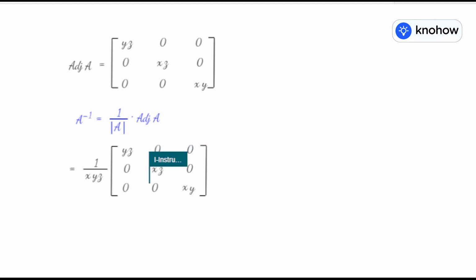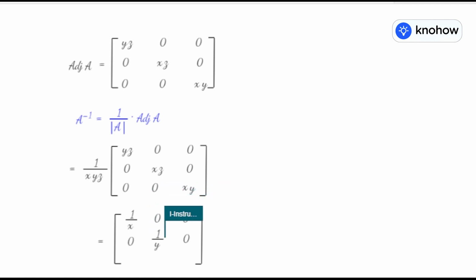So now dividing each element of the matrix by xyz, you get 1 by x 0 0, 0 1 by y 0, 0 0 1 by z. This is the required inverse A inverse of the given matrix. Now you just check the given options carefully and you will find that A choice is the correct choice.